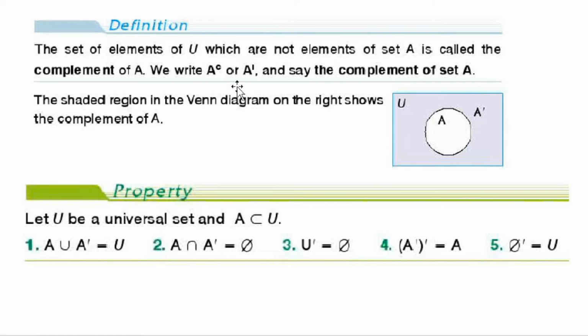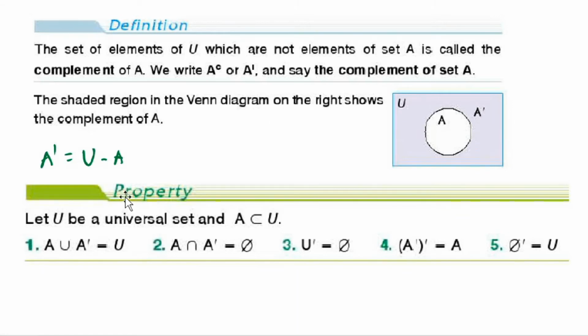And the way to read this is the complement of set A. Mathematically, the formula becomes A complement is equal to universal set minus set A. According to this Venn diagram, the shaded region in the Venn diagram on the right shows the complement of A. So that is now A complement, or the complement of set A. To make it short, we just say A complement.